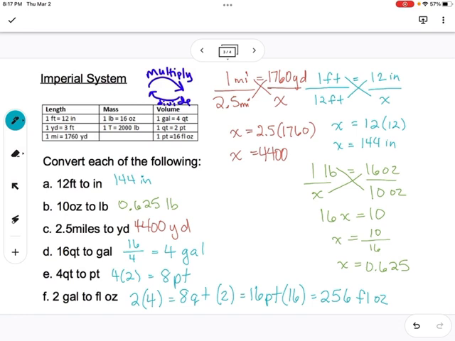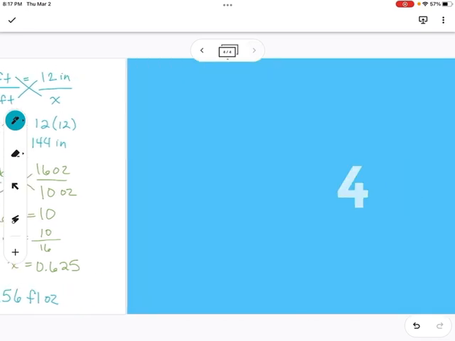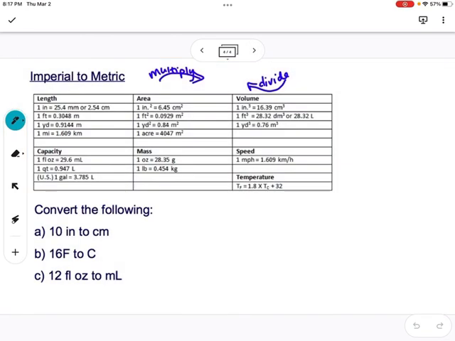The last piece is putting our imperial and metric systems together. So again, we're going to need a conversion chart here. And as we see, like the previous slide, if you're moving from the left to the right side, we're multiplying, and moving from the right to the left side, we are dividing.